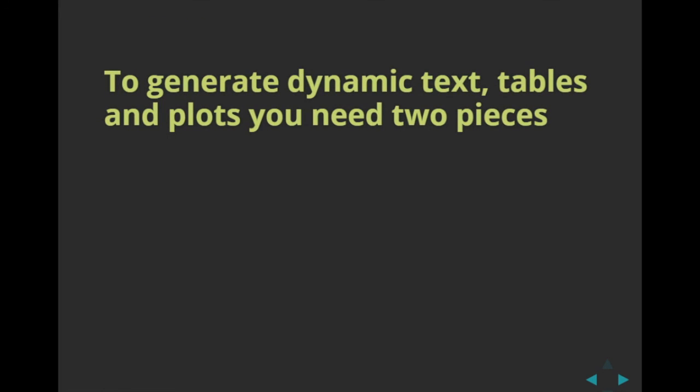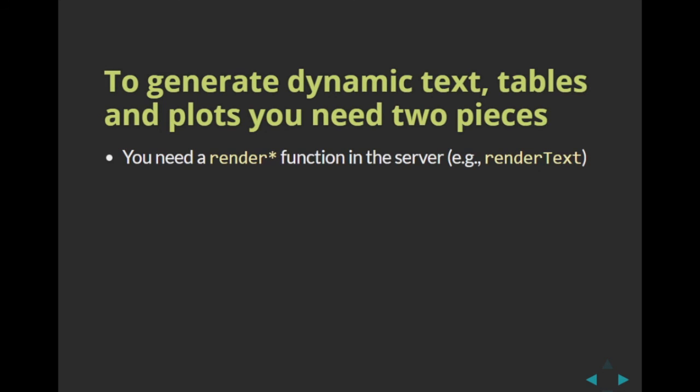We want dynamic text, tables, and plots. In order to do that, you need two pieces that tag team between the server and the user interface. The first that you need is a render function. The render function is like reactive and observe in the sense that it can read and deal with reactive values, but a little different in that it will output whatever type of output you want, depending on the name of the function.